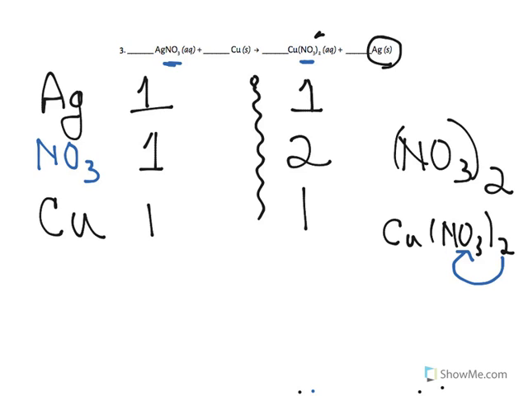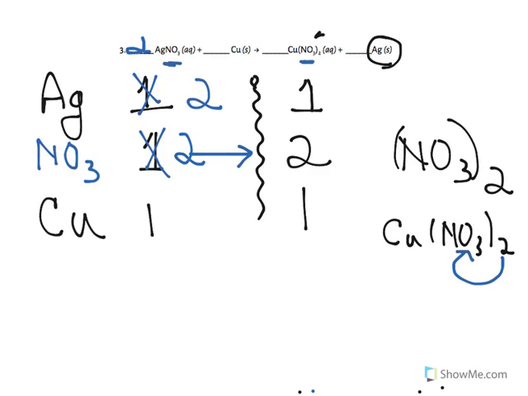The next row is the nitrate row. There's 1 nitrate group on the left and there are 2 on the right. So I find the lower number and I think, what number do I need to multiply that by to get the higher number? What number do I need to multiply 1 by to get 2? And that's 2. So I put a 2 in front of the compound that has nitrate in it. So while I made nitrate 2, I also made the silver 2, because silver is also in that compound.